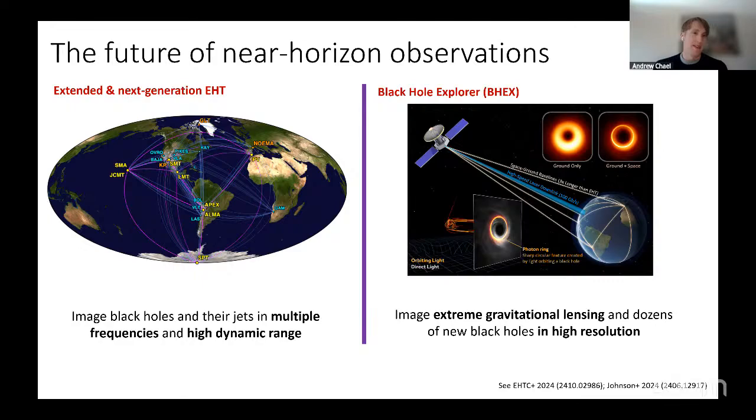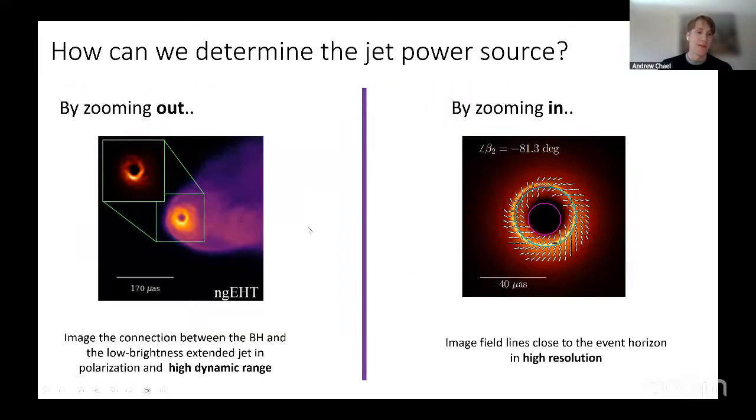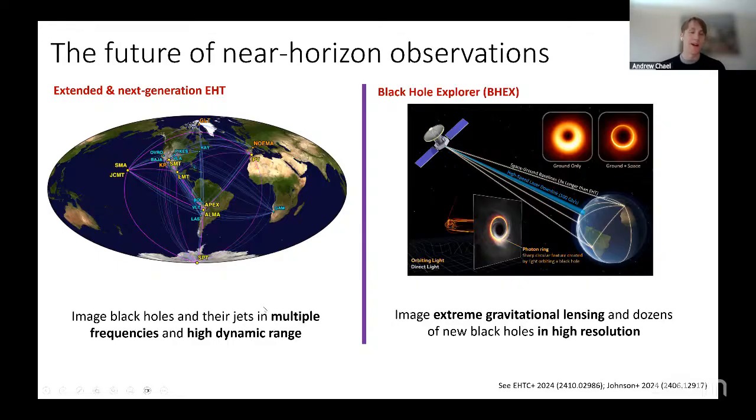One of them is in this extended and next generation EHT project, which is to build out the array of telescopes on the ground that we observe these black holes with, basically to make our images more accurate and get higher and higher sensitivity to this low brightness emission, like we think is in the base of this jet. Because basically, as you add more sites to your ground array, you're able to obtain images which are sensitive to dimmer and dimmer features.